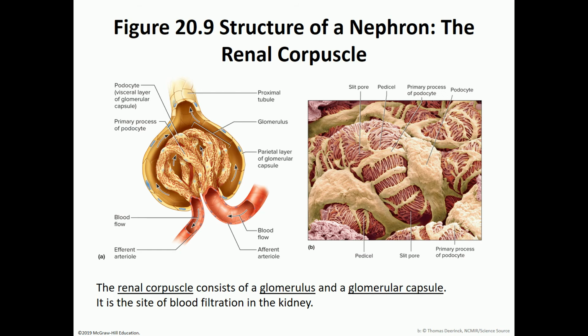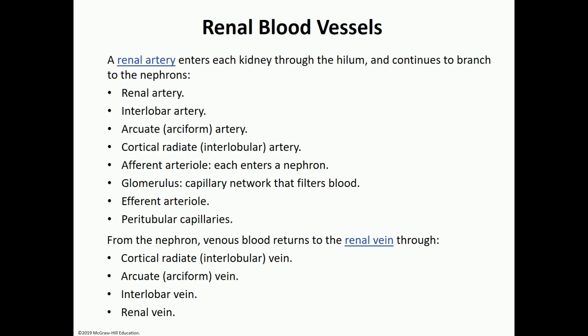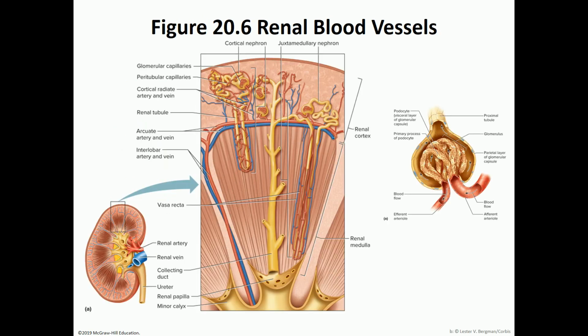We've already talked about the structure of the nephron. Now for the renal blood vessels, the kidneys, obviously because they have to filter blood, have an extensive blood supply. So the renal arteries enter the kidney through the hilum, and then they start branching in order to surround the nephrons and all of these tubules. So I'm actually going to go to the picture to explain the renal blood vessels.